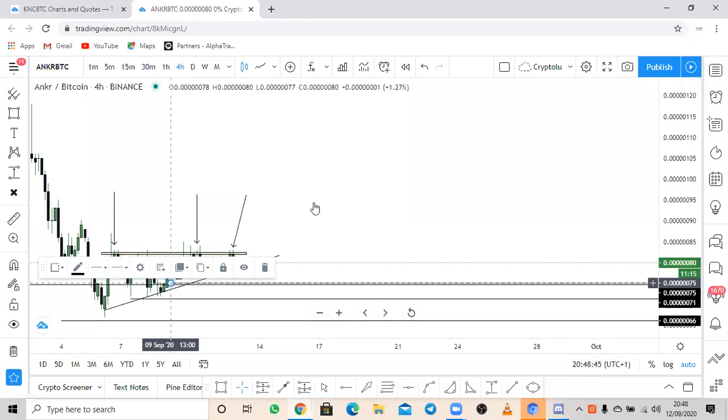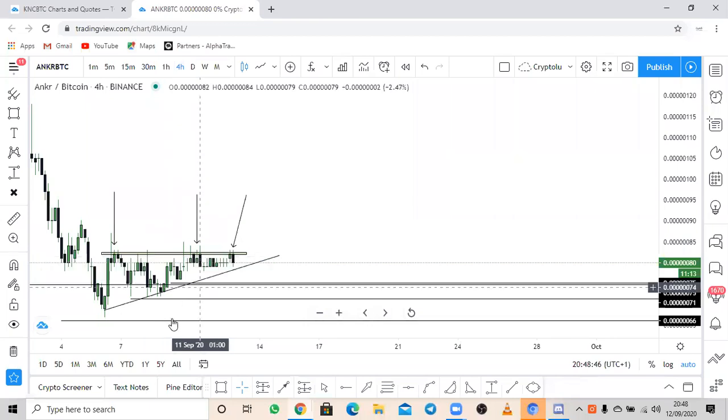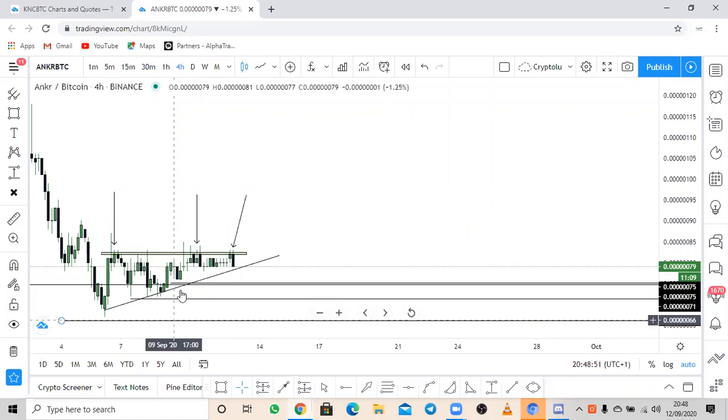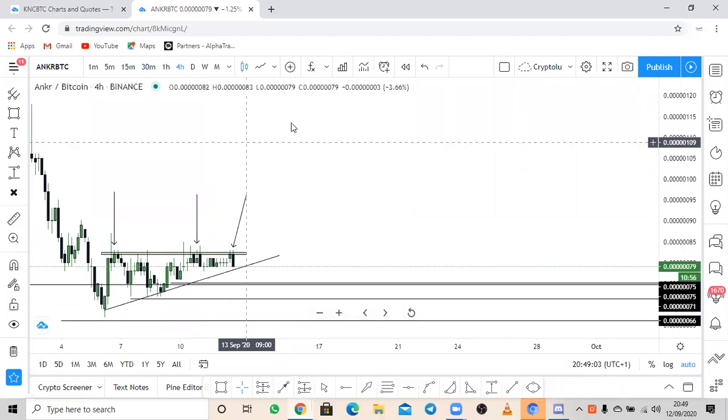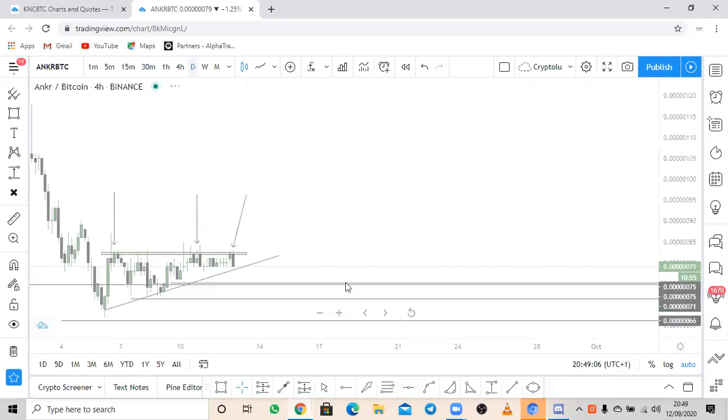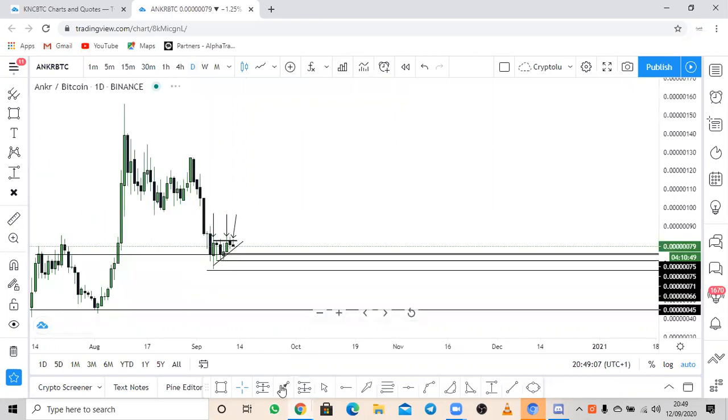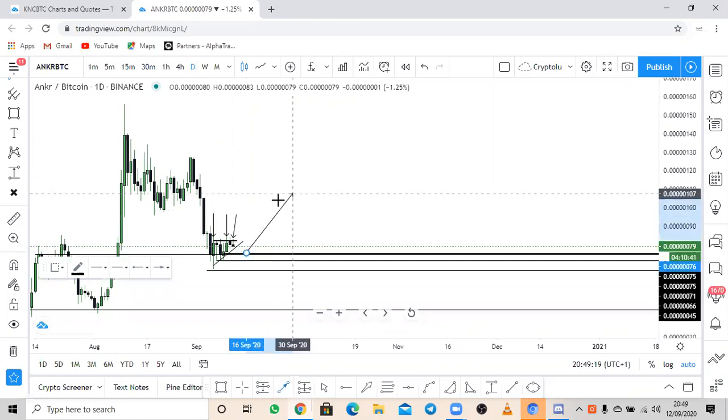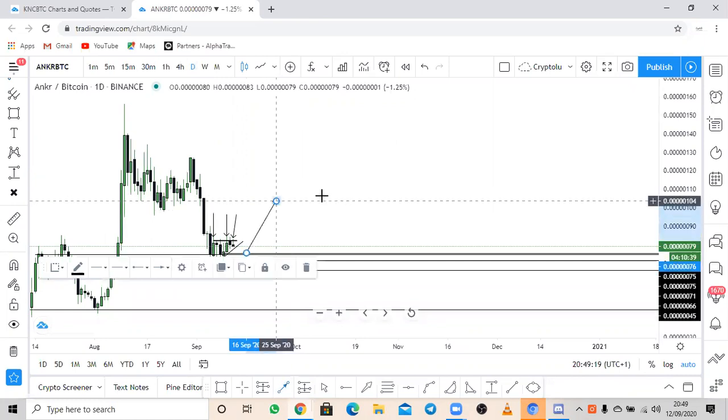For the higher time frames, you can use this one here. For the lower time frames, you can use this one here. And for a tighter stop loss, you can use this one here. I'm expecting price to move up from here. There's nothing really complicated about this ANKR analysis unless you want to make it hard for yourself. From here, my target starts from this level here.